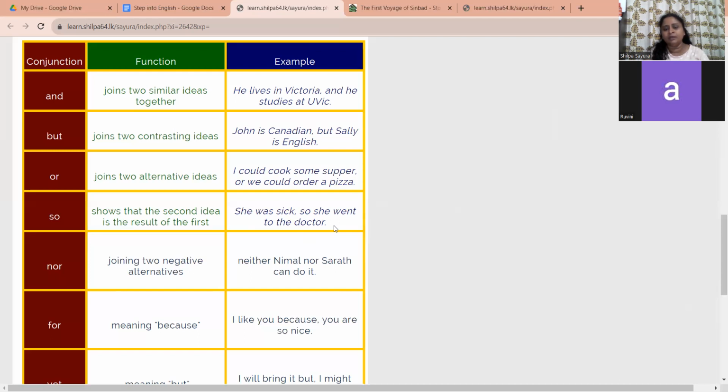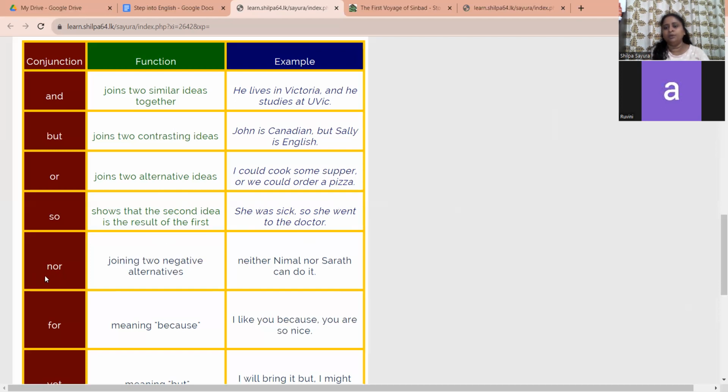Ayya doctor gawata giye because she was sick. So you see sometimes "so" and "because" can be used alternatively, but not all the time. She was sick, so she went to the doctor. Yatasanipa nisa. So as the result of the first instance, first occasion, she was sick.